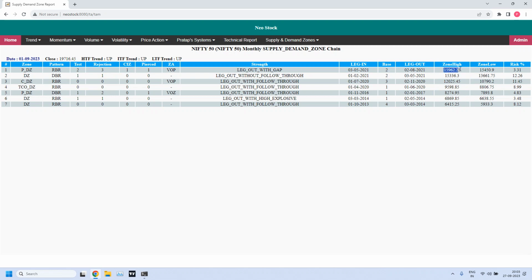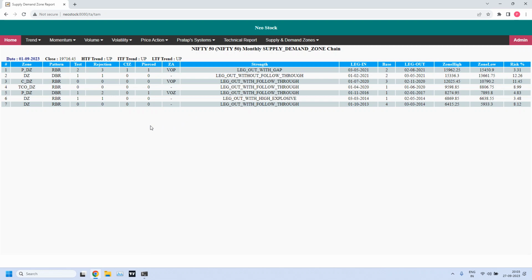See here, what is the zone high? 15,962. Here, 15,336. So almost 600 points from this zone high. If you consider from this zone low, it is 450. This is 336. So maybe around 120 points below this. So it is LOTL on monthly level.